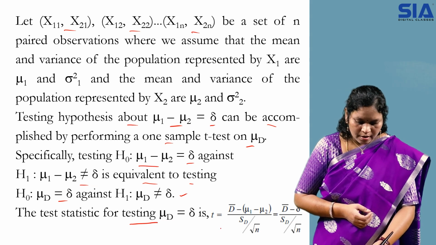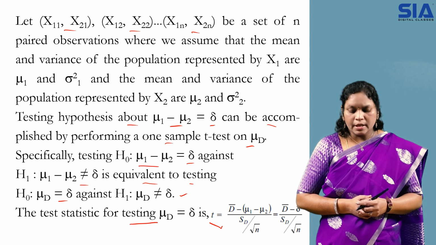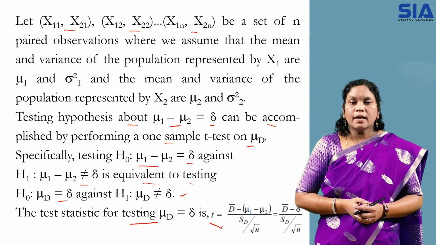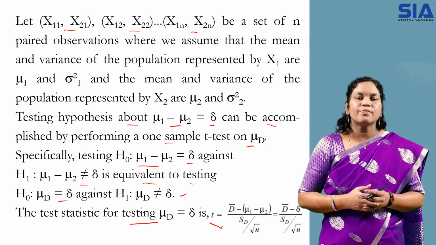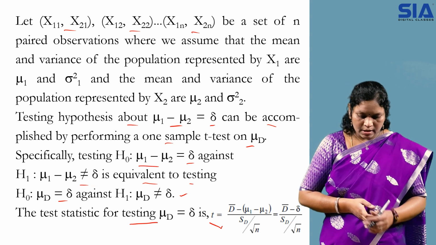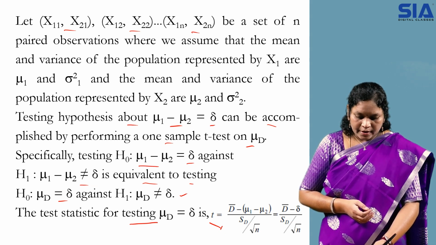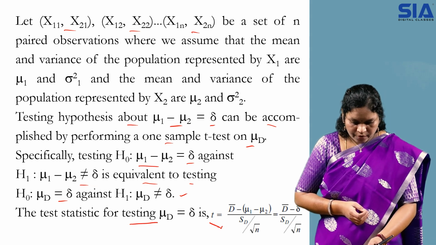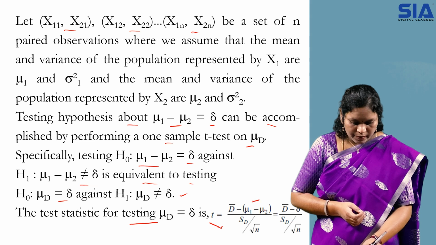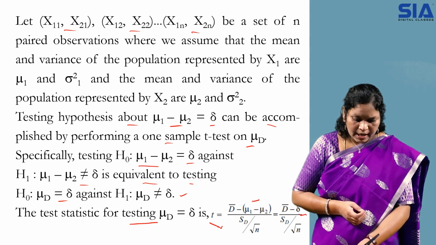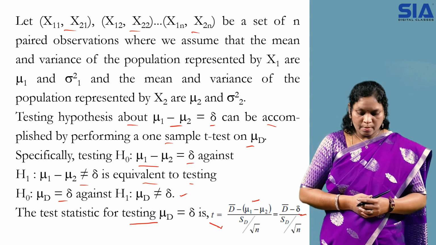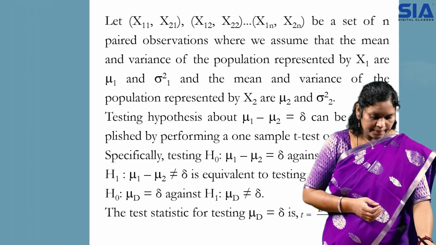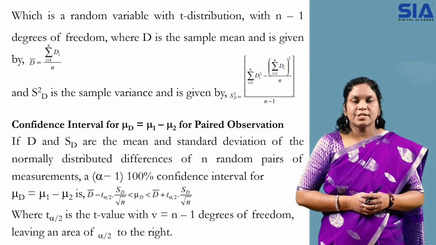So the formula will turn like this: t is equal to (d bar minus mu1 minus mu2) by (sd by root n). So d bar is for the differences of observations we are considering here. This becomes the test statistic for the paired t-test. And again, mu1 minus mu2 we considered as delta, right? So I have simply replaced that here. So (d bar minus delta) by (sd by root n) we got here. So that becomes the t-test for us.